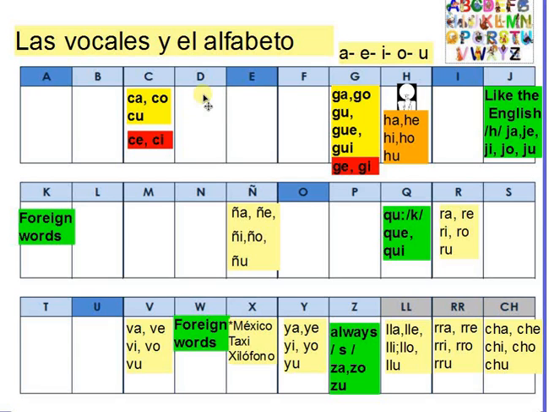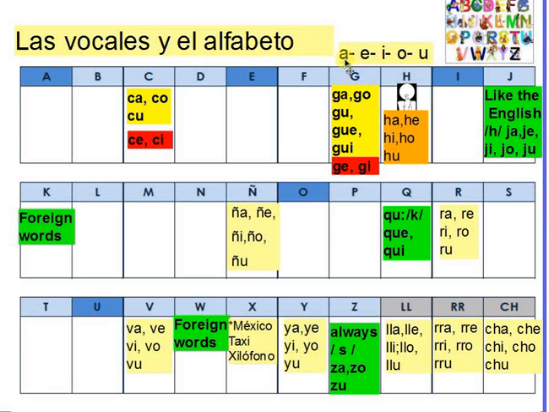The letter D is also kind of similar to English. You just need to be careful to make sure you put your tongue a little forward so your upper teeth will connect with your tongue when you say it, okay? And you need to avoid releasing the puff of air that we do when we speak English. When you say I do, I'm releasing some puff of air, and we don't do that in Spanish. Okay, so you go da, de, di, do, du.